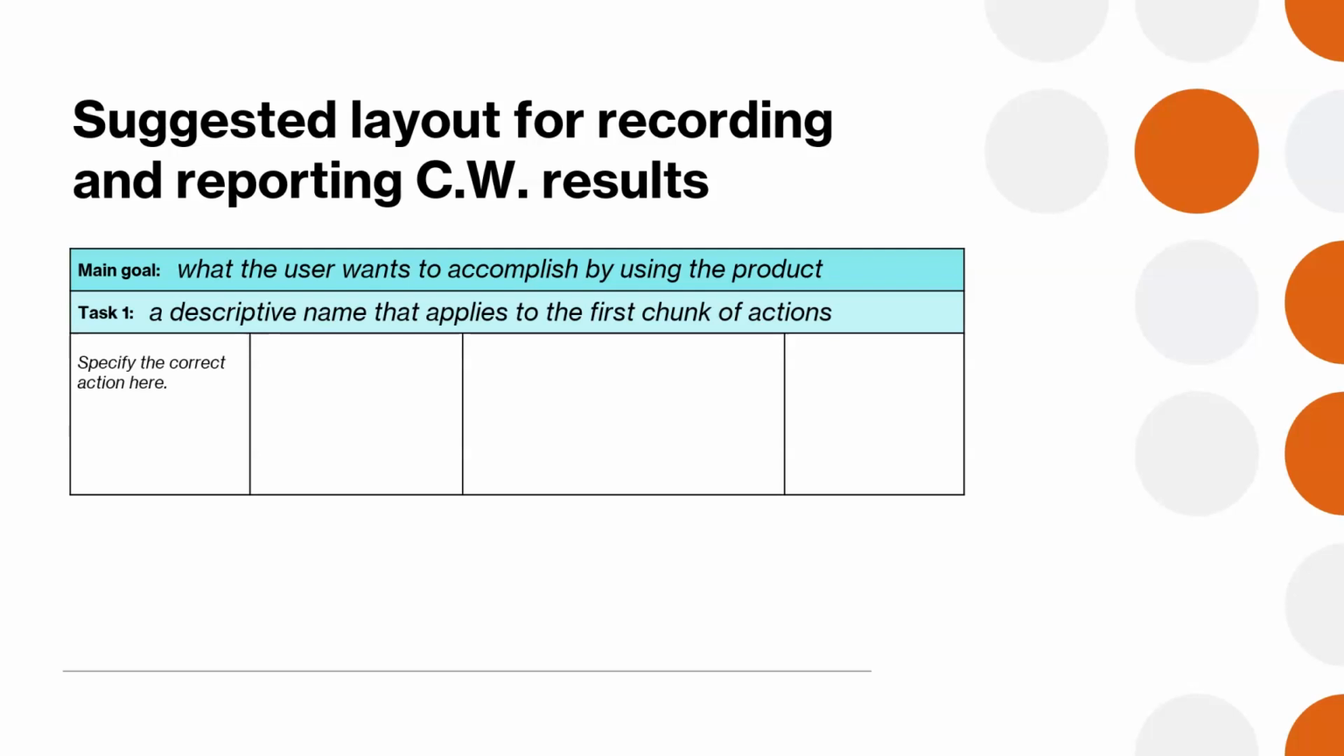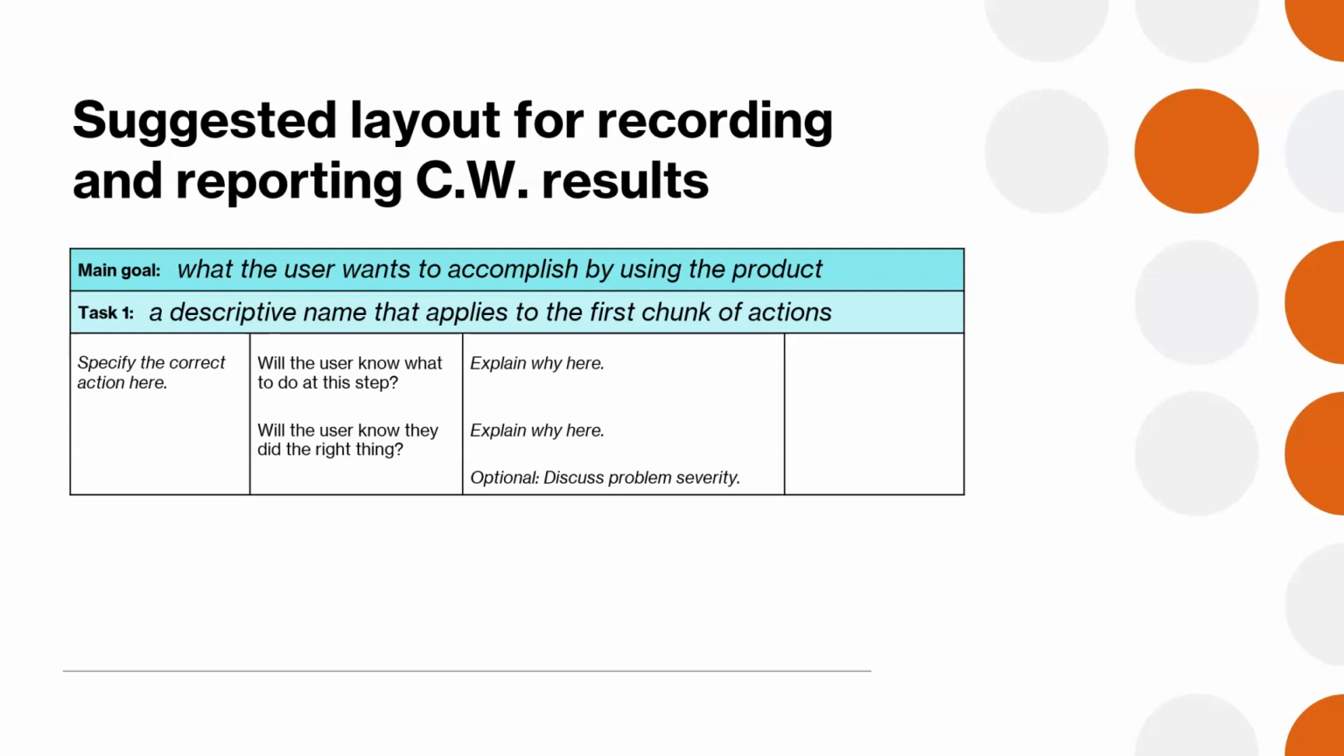After that, specify what the correct action is in this far left box. So write down in words, what is it the user is supposed to do? Then, the second box, I would suggest you just use this text. What will the user know to do, and will the user know they did the right thing? In the third box, fill in this box with your own text. So, will the user know what to do? Answer that question over there. Will the user know they did the right thing? Answer that question.